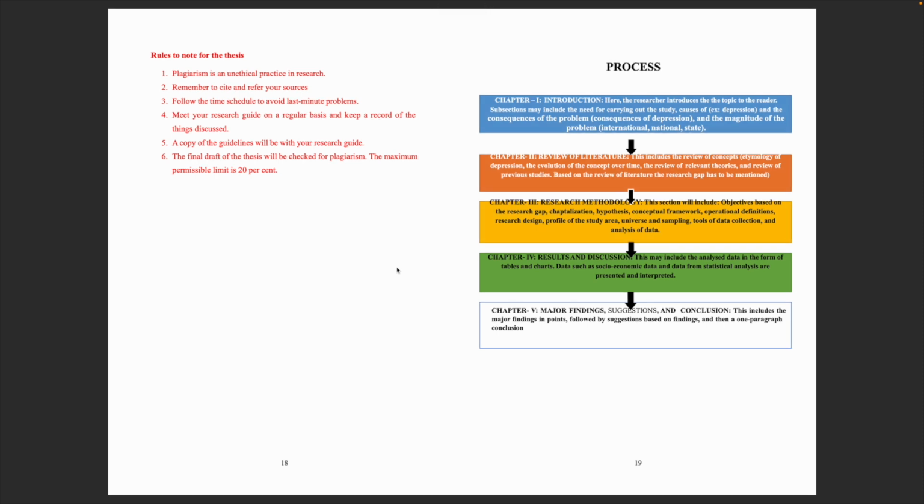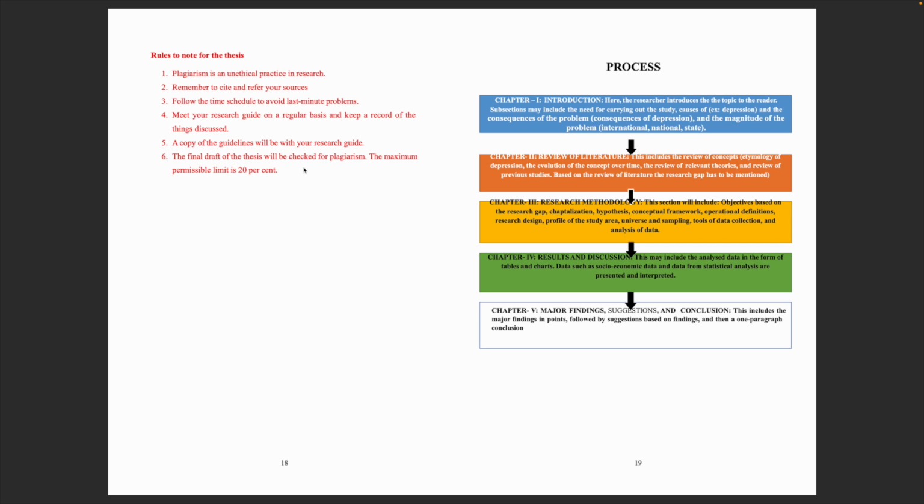Now, when you look at the rules to note for the thesis, these are something that you can basically share with your students. Plagiarism is an unethical practice in research. You're not expected to do that. Remember to cite and refer your sources. Follow the time schedule to avoid last-minute problems. So I have given a rough timeline on how the thesis should be carried out over the year. Meet your research guide on a regular basis and keep a record of the things being discussed. A copy of the guidelines will be with the research guide, so please check with them. So I recommend all the research guides to have a copy of the guidelines with them.